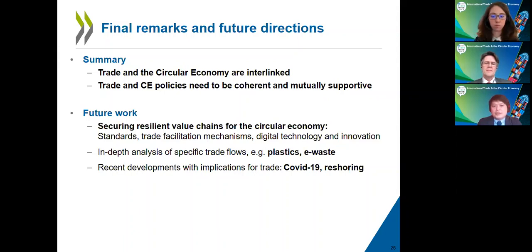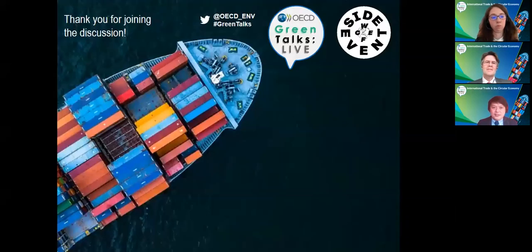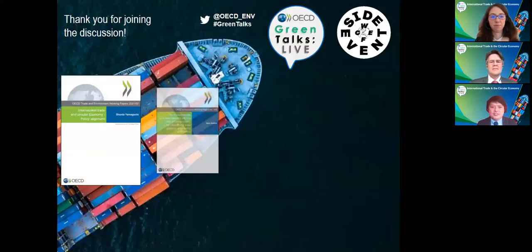We're also turning to in-depth analysis of specific trade flows. We're working on the global plastics outlook, and also our colleagues at the Trade and Agriculture Directorate are focusing on e-waste. We're also developing strands of work around recent developments with implications for trade, such as COVID implications and reshoring effects. So that's all from my side, and looking forward to the discussions today.